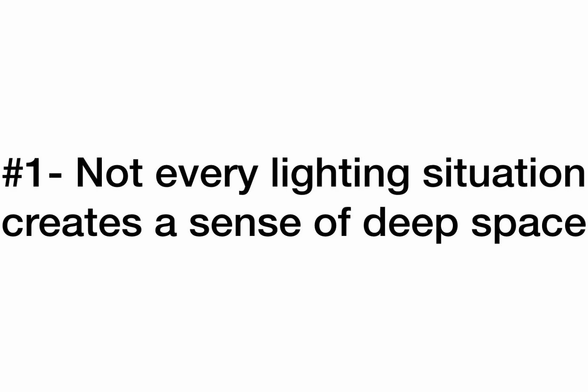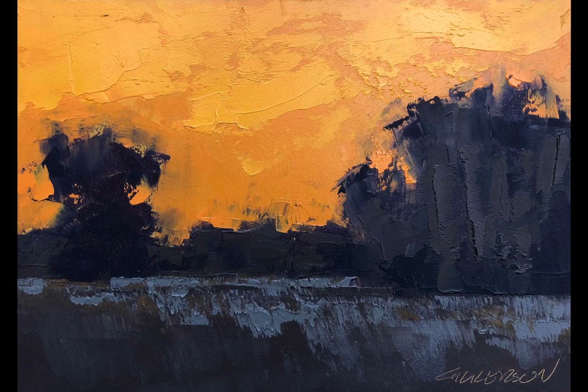So number one thing I want you to remember is not every lighting situation creates a sense of deep space. This is one of the first places that so many painters trying to paint observationally fail miserably, is they take that rigid list that somebody gave them and try to apply it to every single lighting situation, and it's in direct contradiction to what their eye is seeing in front of them. Don't do that. You only get a sense of depth when the light source is behind you or to the side. If you're looking right at it, it's going to flatten out. It's not going to feel as deep.